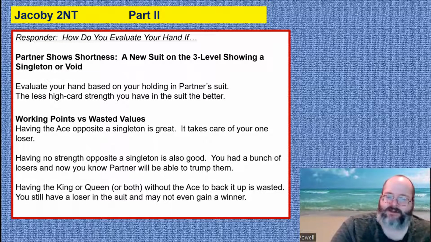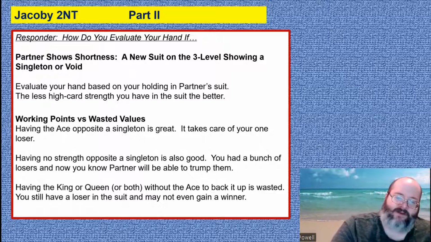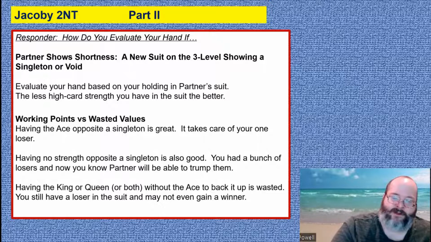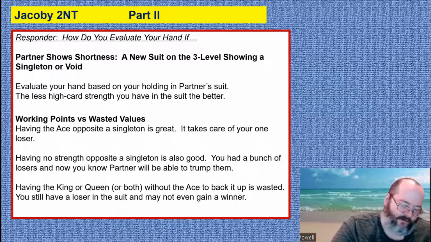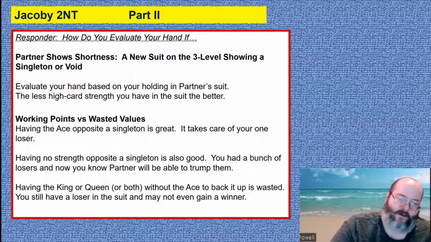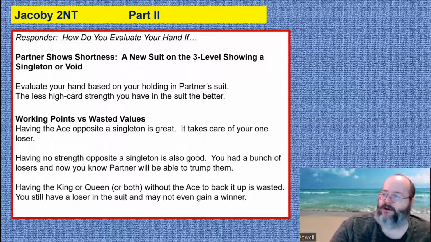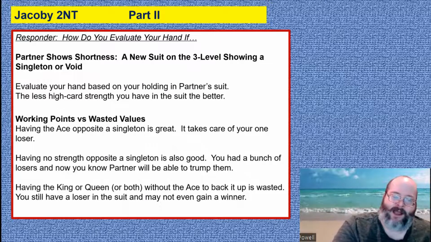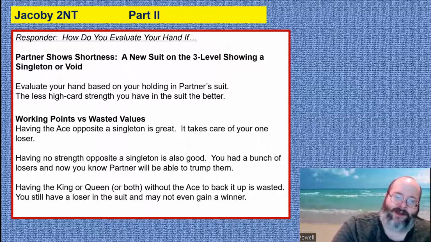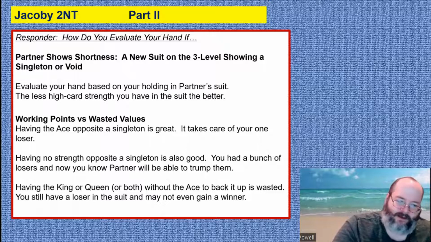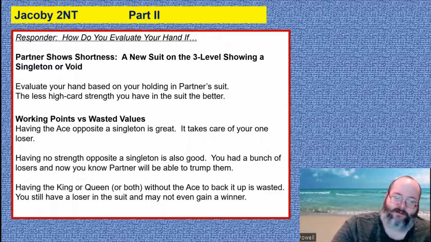Having the ace opposite singleton, fantastic. Having nothing opposite a singleton, also good, right? Because you had a bunch of losers. Think of it this way: if you're looking at your hand and you had 4 heart losers, and your partner said, "Oh, by the way, I have a singleton heart," you would then say to yourself, "Hey, I don't have 4 heart losers. I have 1 heart loser, and I can trump all those losers, and that makes my hand better," right? So, ace opposite singleton, good. Nothing opposite singleton, also good, right?